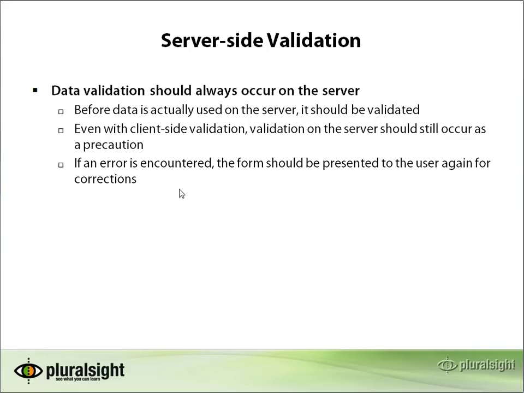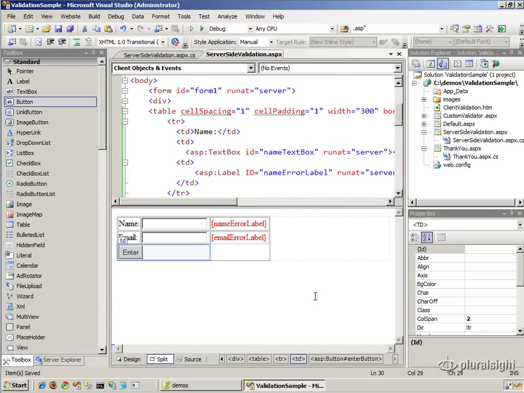If you do get an error when you're doing server-side processing, the typical response is to simply post the page back to the server with some error indicators on the page and give the user a chance to correct the problem. So I have an example here we can take a look at of server-side validation. It's pretty similar to the example I was showing you earlier with the client-side, but now we're working with ASP.NET server-side controls, and all of the interaction with the content is going to be done on the server.